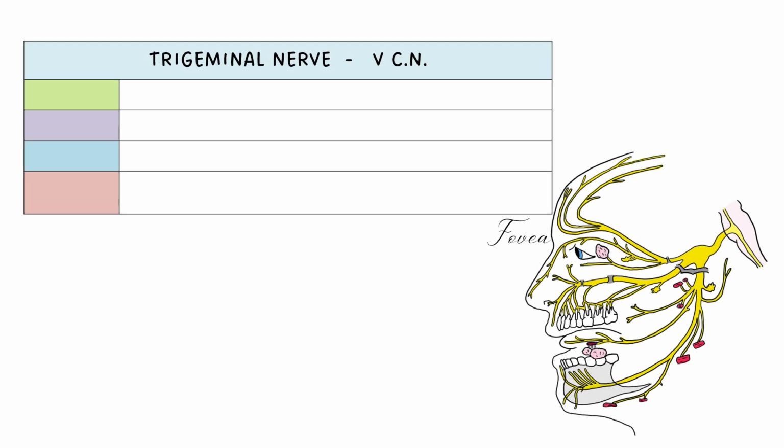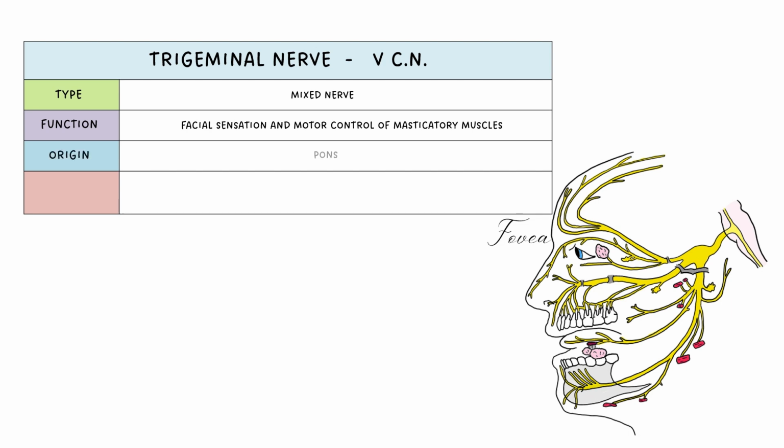The trigeminal nerve is the largest of the cranial nerves and has a mixed function. Sensory, which is the most important, collecting sensation from the face, the teeth, the meninges, and part of the tongue. Motor, which innervates the muscles of mastication and swallowing.